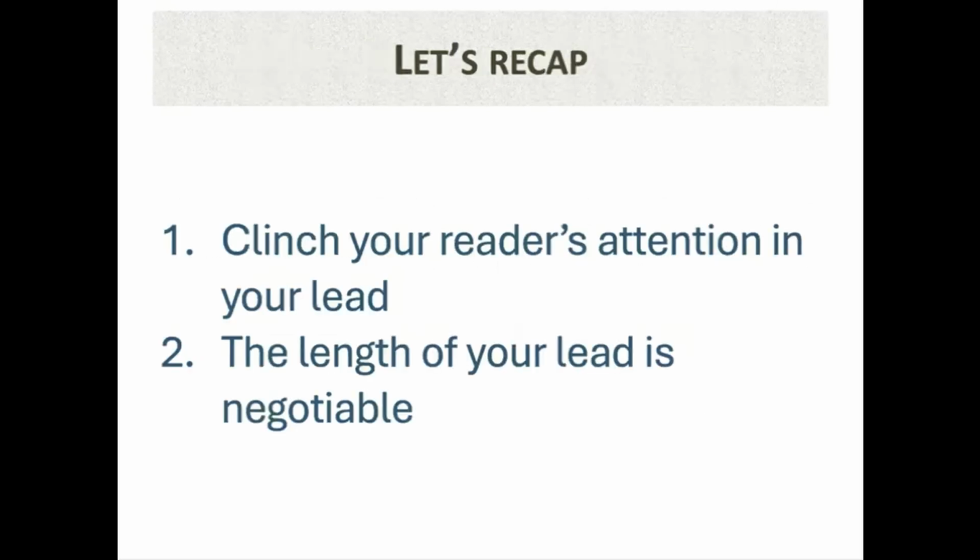So let's recap what we covered in this session. First, clinch your reader's attention in your lead. And second, the length of your lead is negotiable. Let's give it a try.